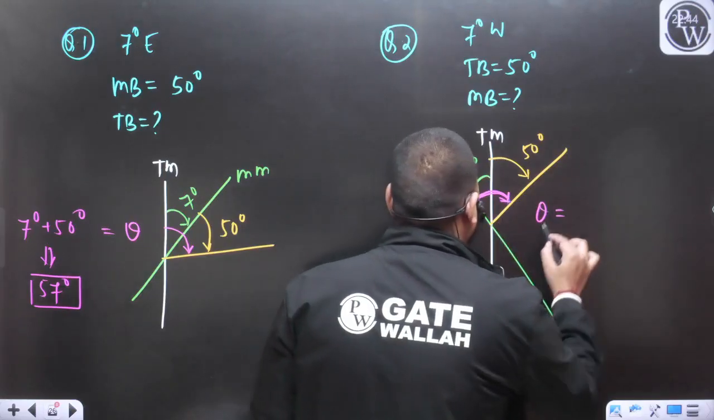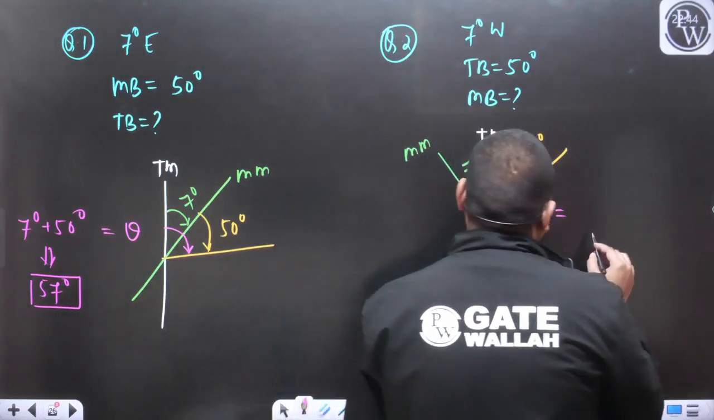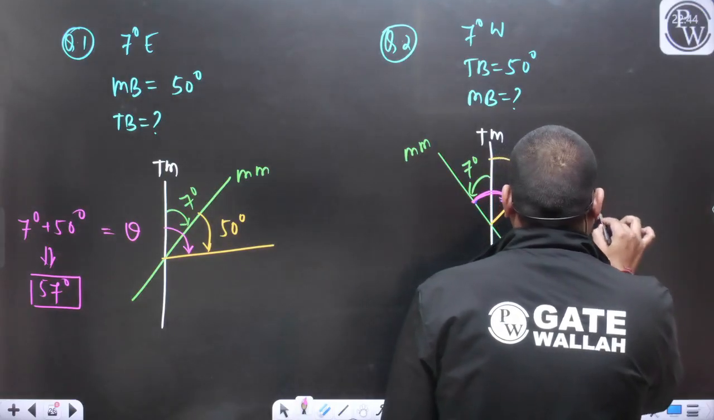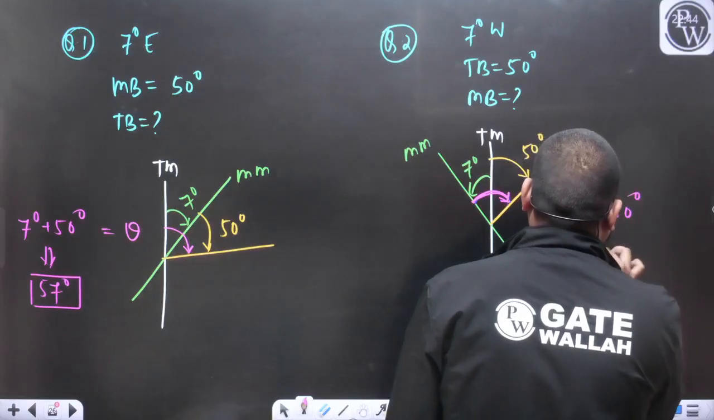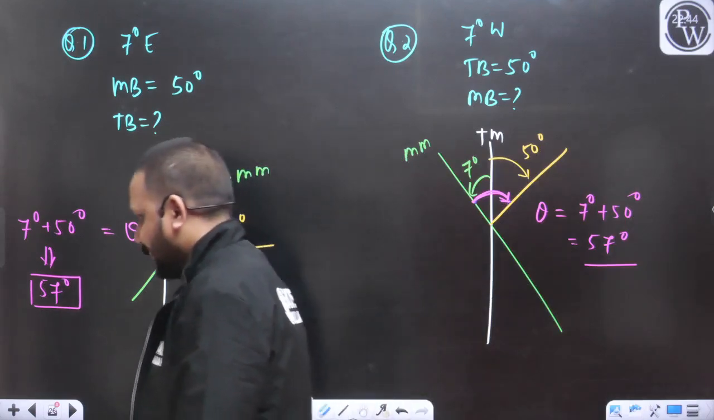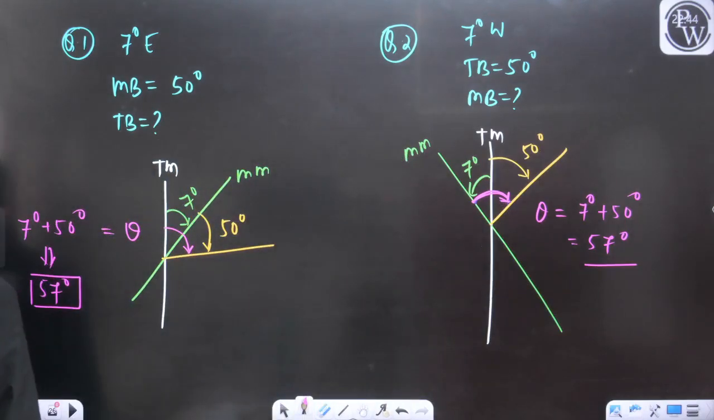They have asked about this angle. So this is going to be 7 degree plus 50 degree. That will be equal to 57 degree. So do not get confused.